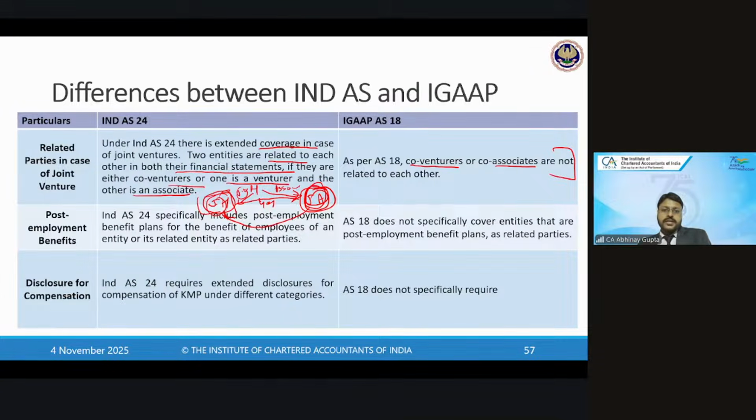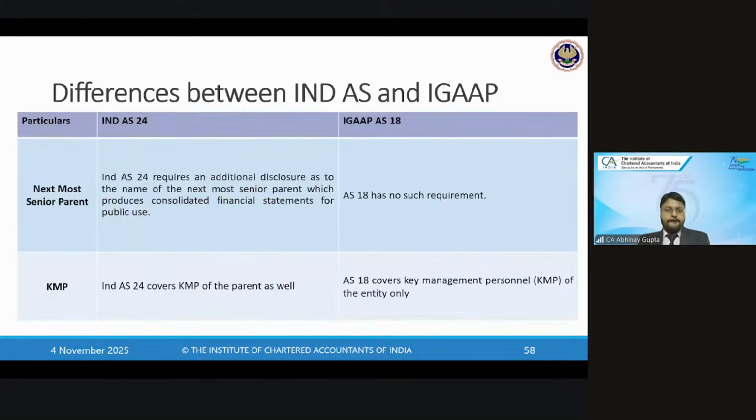But under Ind AS, for JH, J is related, right? Post-employment benefit plans covered under Ind AS 24 were not covered under IGAP. Disclosure of the KMPs is covered category-wise. AS 18 never required disclosure of the KMP's compensation, right? Next most senior parent name is required under Ind AS 24, right? In case my immediate senior parent is not preparing the CFS, right?